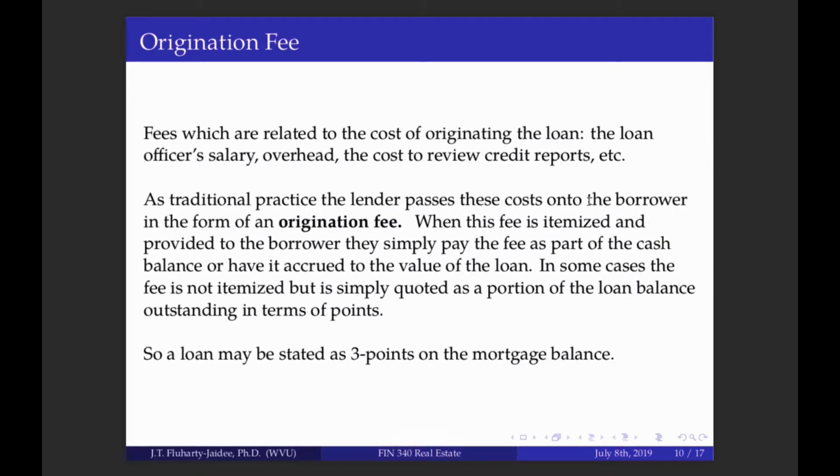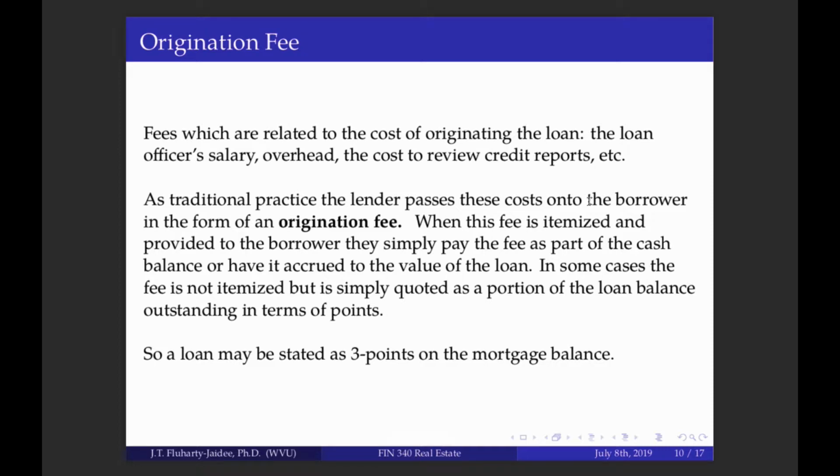It's pretty easy. Basically, banks have to incur cost in order to originate the mortgage, which means to give you the mortgage. They've got to pay the loan officer who's going to do all the reviewing of the budgets and your credit profile. We've got to pay them a salary. There's overhead for the bank. It's a building. They've got to pay for that. There are costs in obtaining the credit reports, et cetera, et cetera.